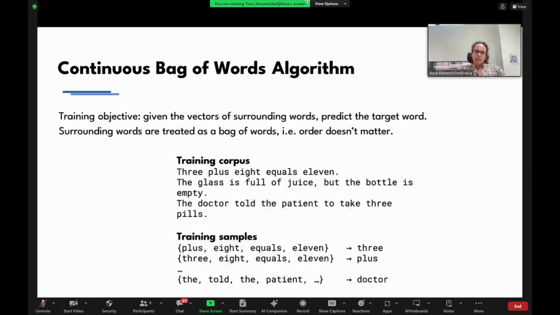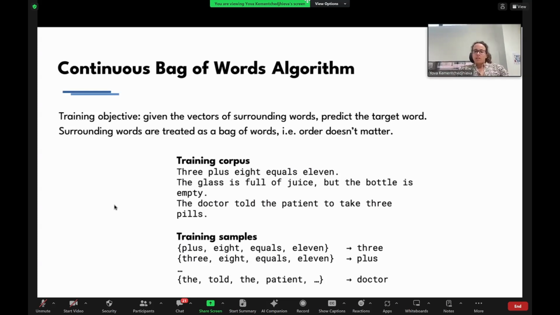The way we go about learning this, or one of the ways that I will cover today, is the continuous bag of words algorithm. The training objective here is, given the vectors of surrounding words, we want to predict the target word. So what this looks like, if you look at the training samples down here, is given the words 3, +, 8, =, 11... we would want our model to predict that the word equals is a likely word to appear in this context. And in this specific algorithm, the context is actually treated as a bag of words, which is to say that the order doesn't matter, which is why I'm representing the context as a set here.